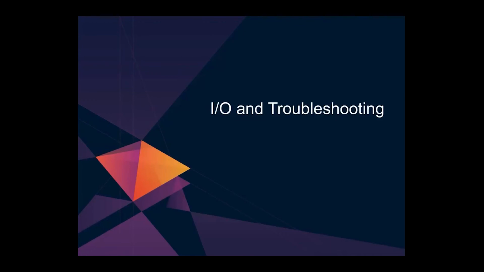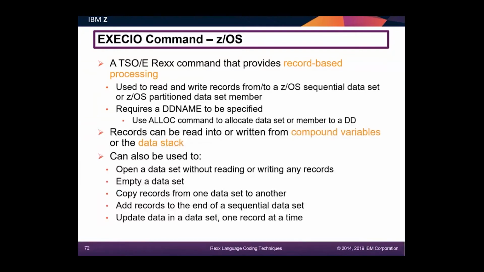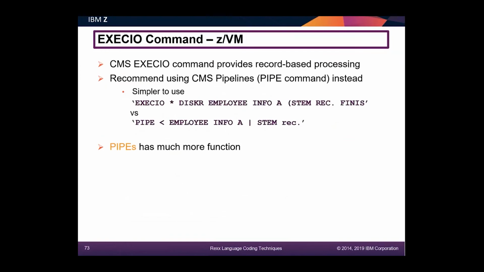Okay? I'm going to just spend a couple of minutes on I/O, and then we'll spend a little bit of time on troubleshooting as well. So in z/OS, I'm not going to spend a lot of time on this. EXECIO is typically the way people are going to read things from files in Rexx, or do I/O, read and write files. The data can be written or read from or written to compound variables or the data stack. So again, easy ways you can take a whole stem variable and write it out to a file in one instruction.